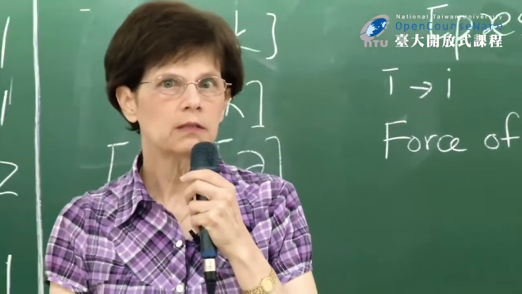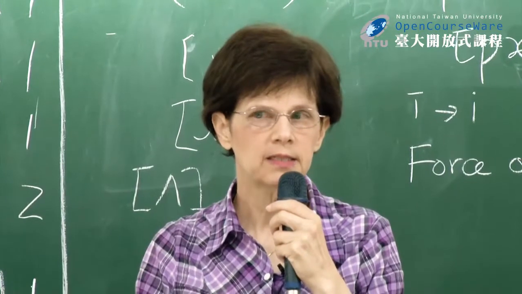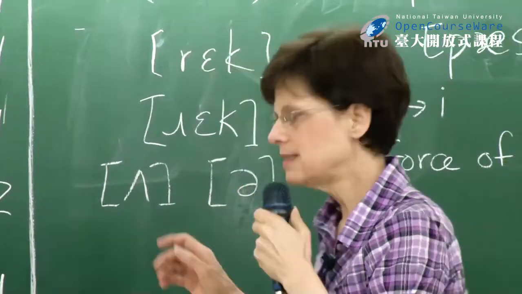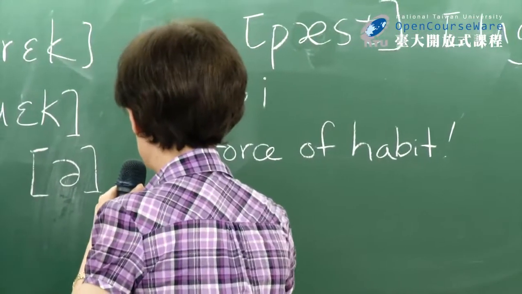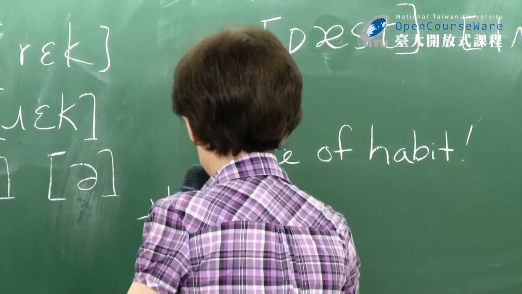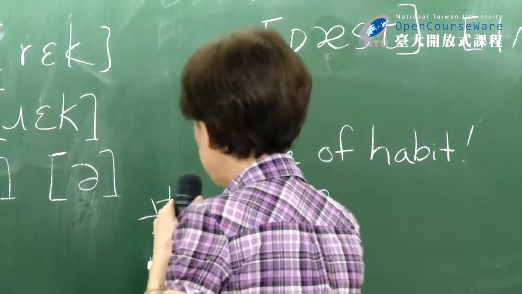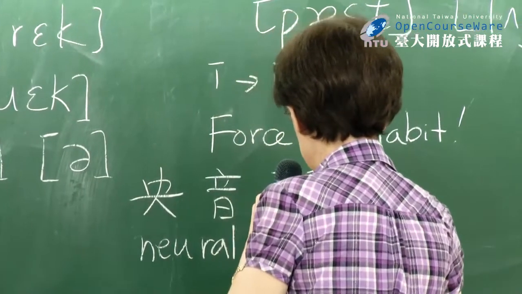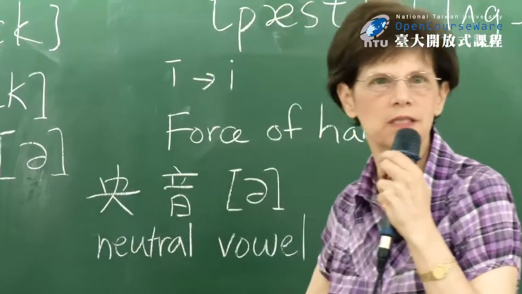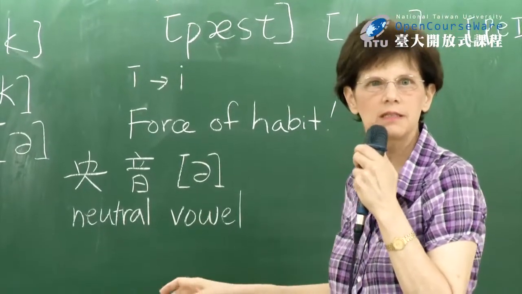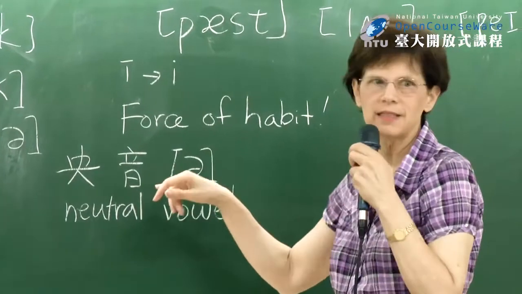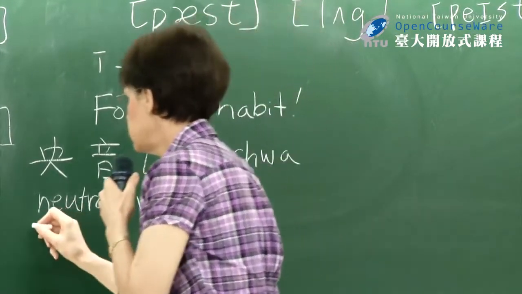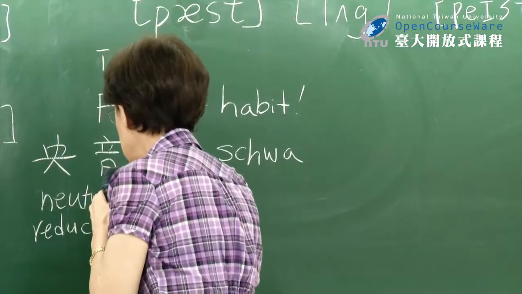Also, is it a neural vowel? 阳音是 neural vowel 吗? Neural? 神经元的母音吗?阳音。阳是中央的阳。阳音。That's a schwa. Is it a neural vowel? 是神经元的 vowel 吗?对吗? What's missing? T, neutral, 是中性的,中性的,是没有中音的。对,neutral vowel 就是中文阳音 schwa. We call it a schwa. Okay? That's a reduced vowel. That's another way to say it, a reduced vowel. Again, only in unstressed syllables.